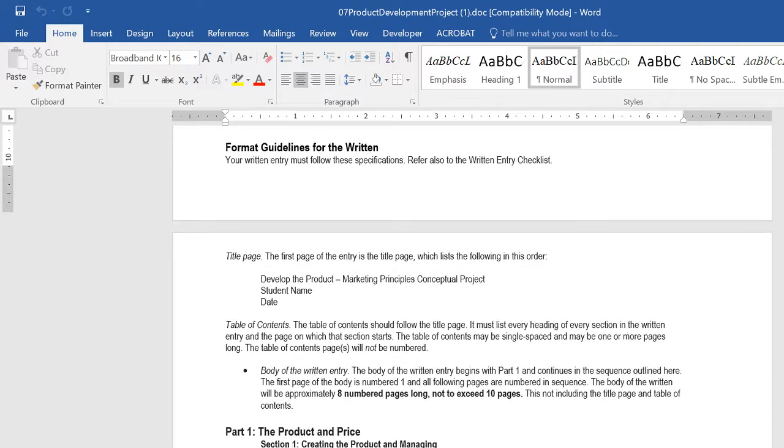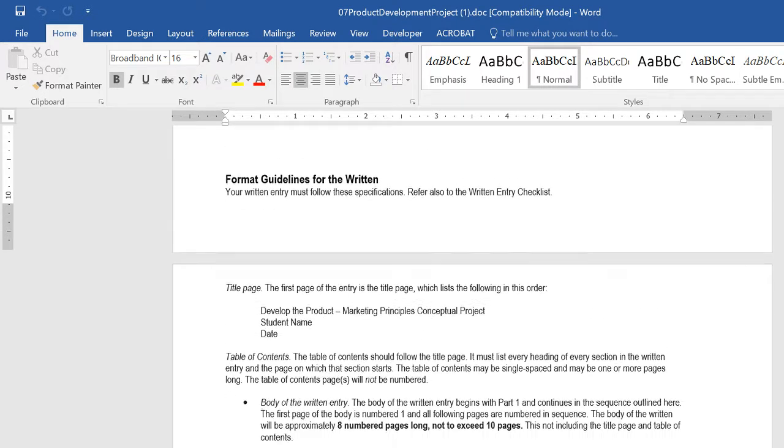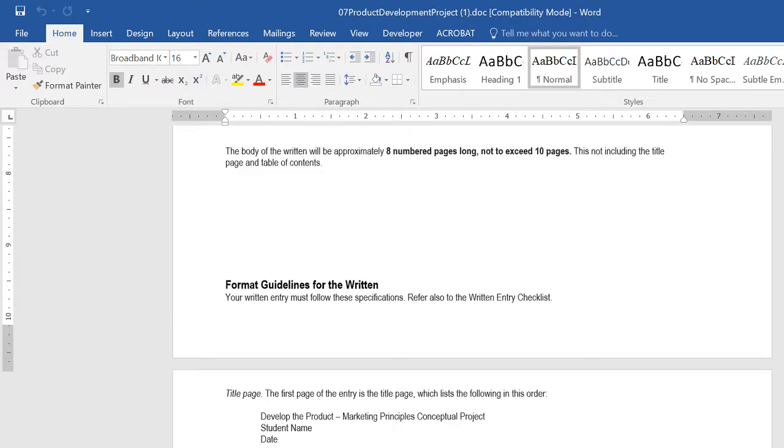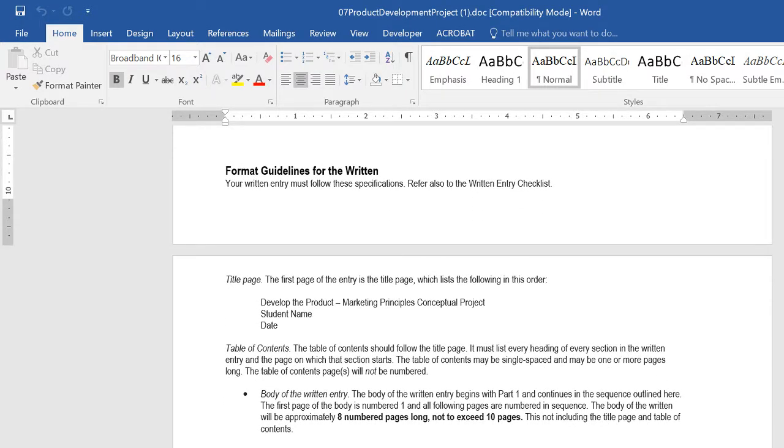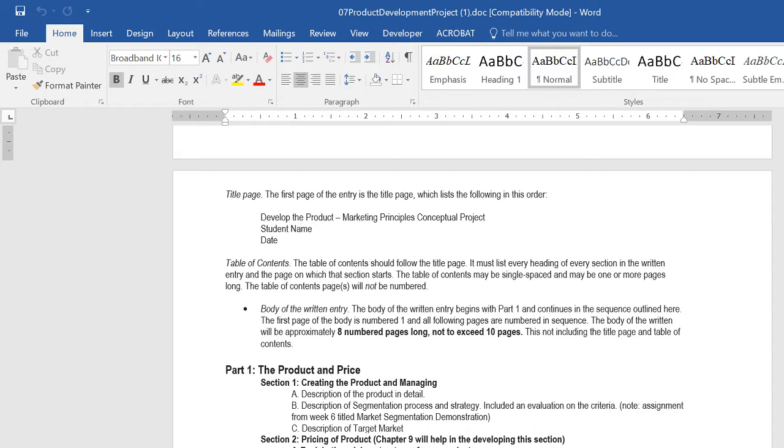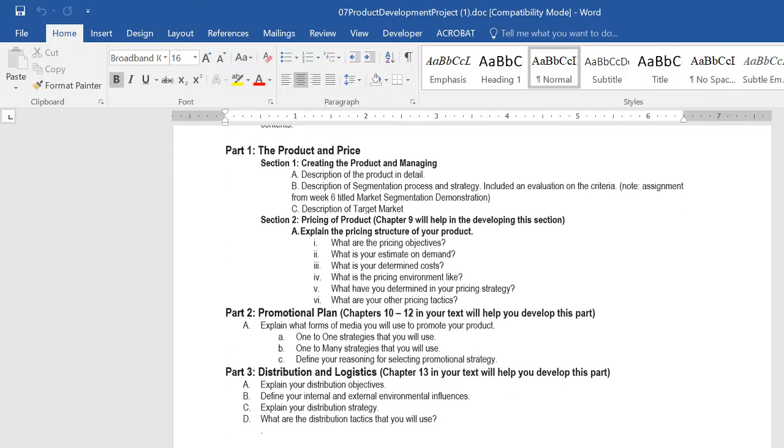Going into the assignment itself, you should read through the directions in order of what I'm asking you to do. This is how you get an A. You want an A in this class? This is what you need to do to get an A. The first part is the product and price section. The second part is the promotional plan section. And the third part is the distribution and logistics section.